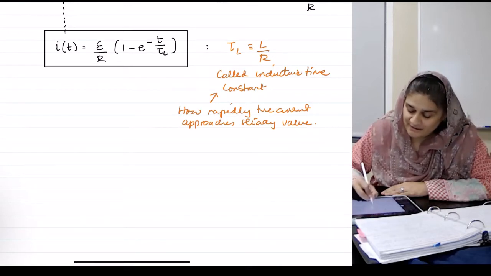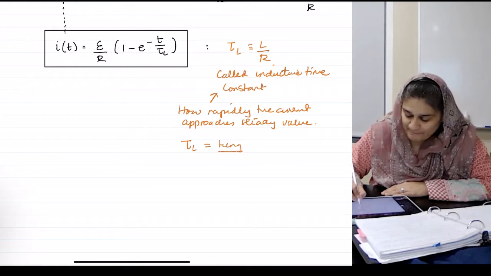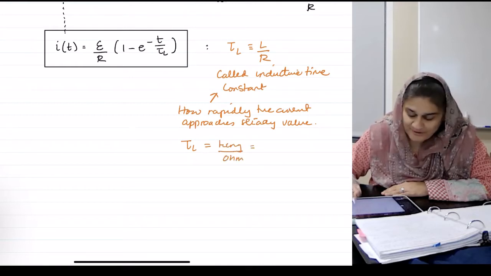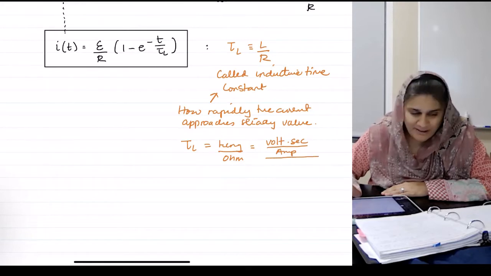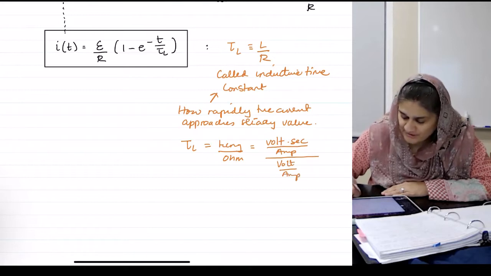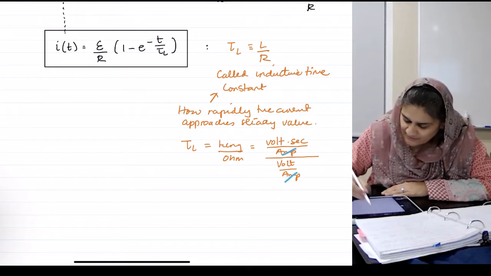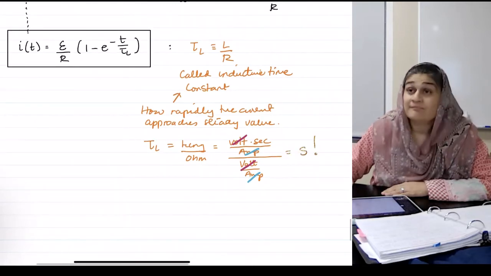And if you wanted to check what the units of tau L were, they are actually Henry per ohm, where Henry was volt second over amperes, divided by volt over amperes. So amperes will go away, volts will go away. What am I left with? Drum roll. Seconds.